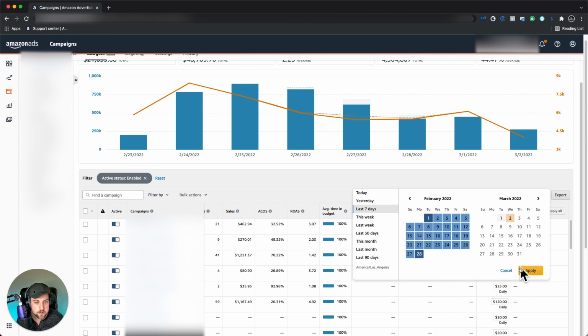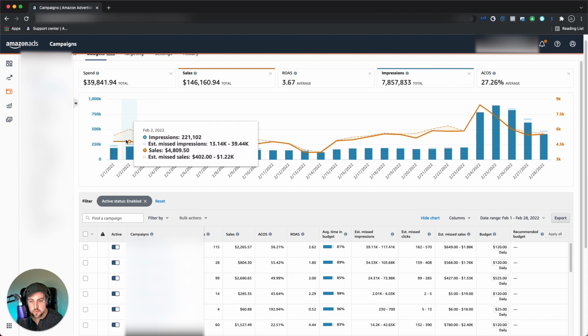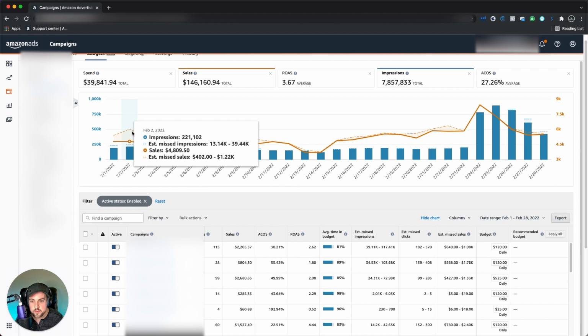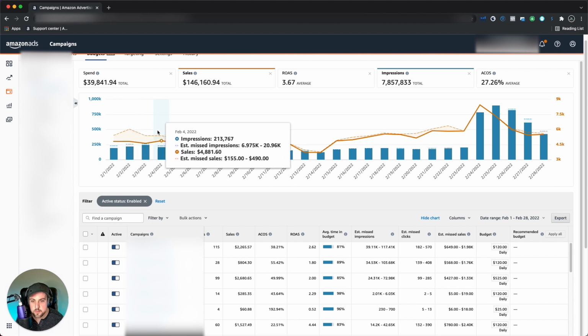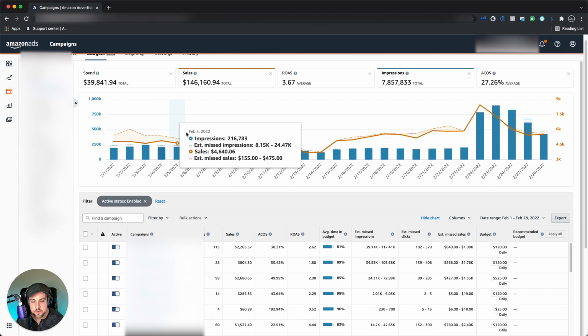And the other thing I wanted to show you here in this back end view is actually using this chart. If you go through this, you can actually see on a day-to-day basis. So this is February 1st. It's saying that there were estimated missed impressions of that 14 to 42K. It's showing estimated missed sales opportunities, and it's basically breaking it down on a day-to-day basis. So you can really start to see, over time, a lot of these things could actually add up quite significantly.